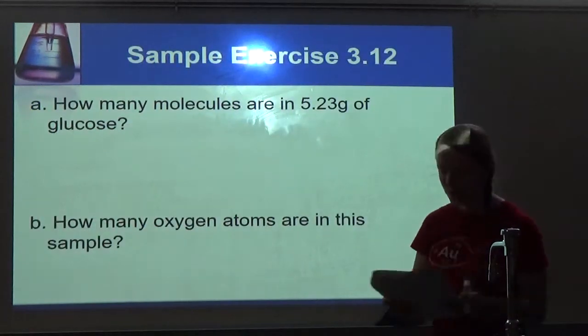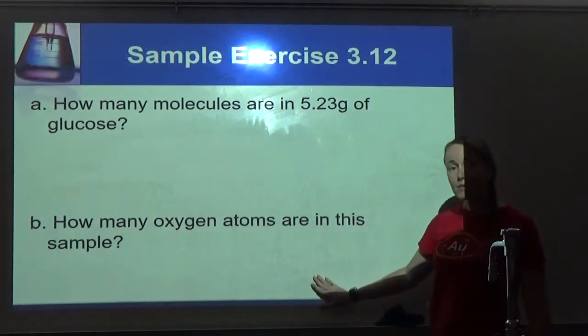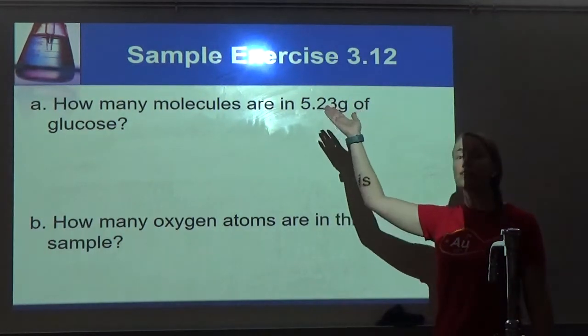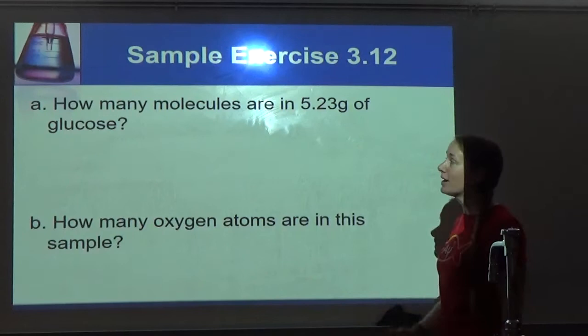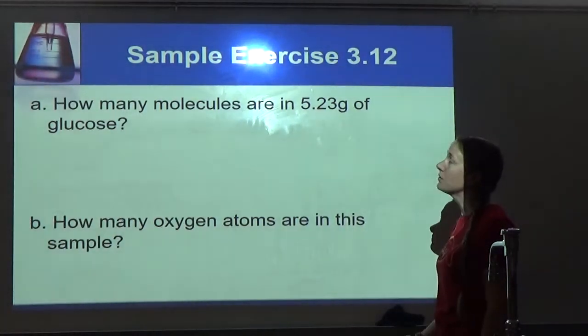Alright, so we have 2 more slides to look at. Remember, make sure you're trying some of these. You shouldn't have to wait for me to even do the samples, really, because you should already know how to do this. So it says, how many molecules are in 5.23 grams of glucose?